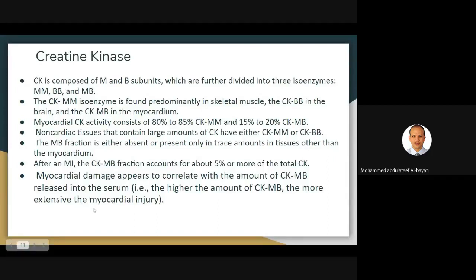After a myocardial infarction, the CKMB fraction accounts for only about 5% or more of the total CK. Little of the total, but it is used for the specificity. Myocardial damage appears to correlate with the amount of CKMB released into the serum. So, the higher the amount of CKMB, the more extensive the myocardial injury. So, this enzyme is used not only to diagnose presence of injury, but also to evaluate the extent of the myocardial injury.